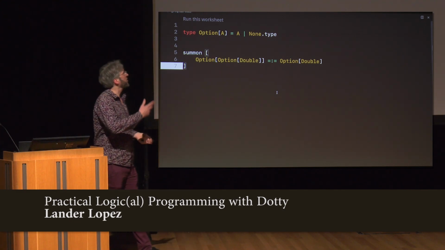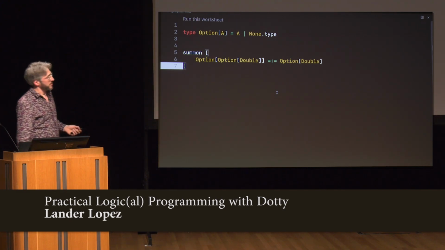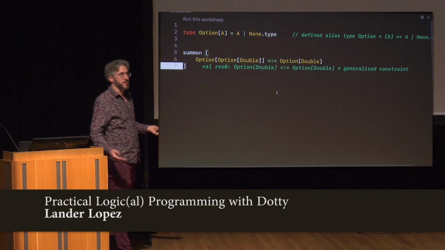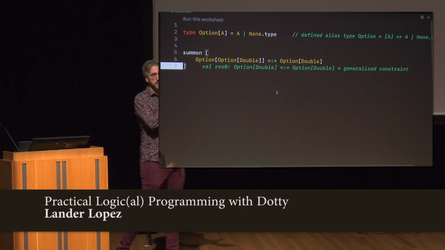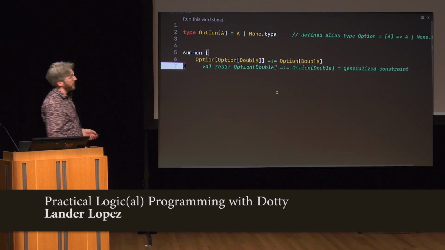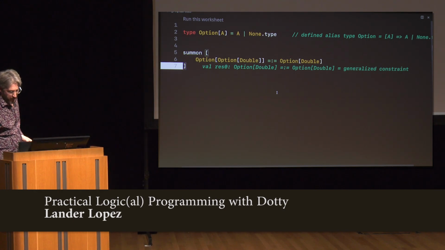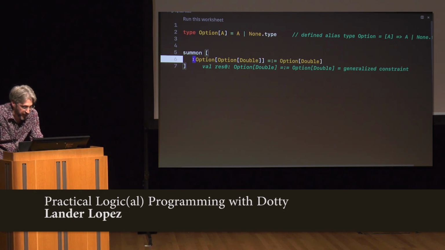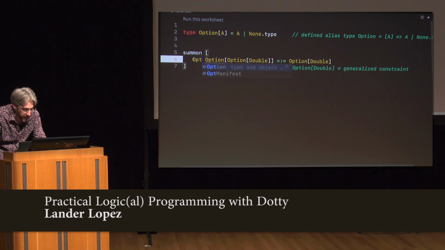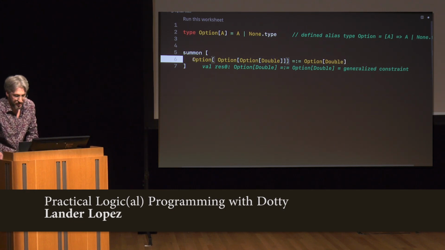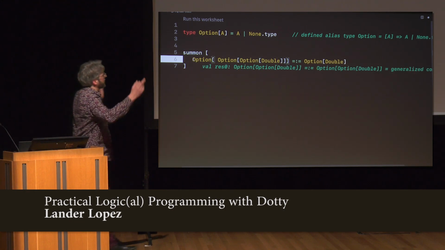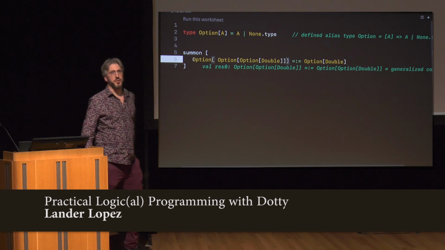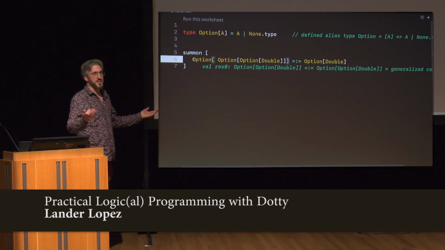So I'm saying option is optional double. Let's see what the compiler tells us. Yeah, it's correct. It's proving that it's happening. And you imagine this can go on forever. It's just a stack of monads that collapses into a single monad because everything happens on the type level.